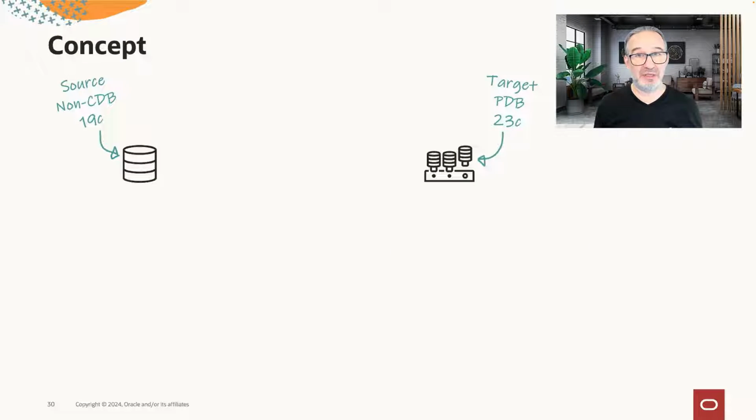Now let us look closer at the concept. How does this full transportable export/import with the M5 scripts work? What do they do? What is the special thing? So in this example here, we migrate from a non-CDB 19c to a PDB 23c, but it could also be a non-CDB 19c, or it could be already a PDB. It doesn't matter for the setup. We use that example here.